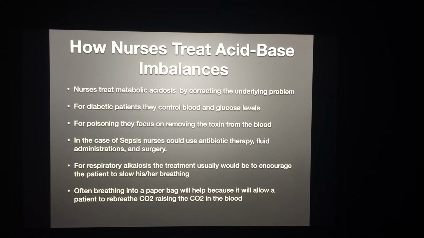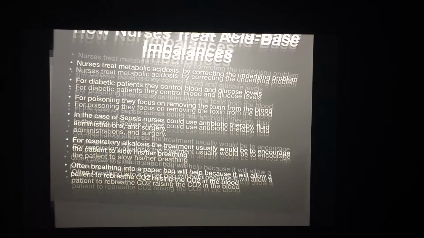For respiratory alkalosis, the treatment usually would be to encourage the patient to slow his or her breathing. Often, breathing into a paper bag will help because it will allow a patient to rebreathe CO2, raising the CO2 in the blood.